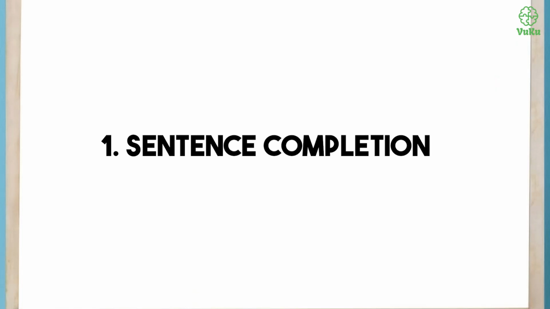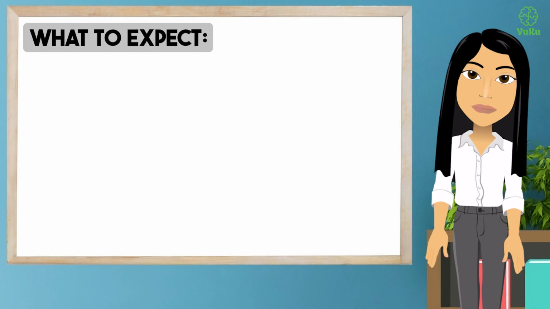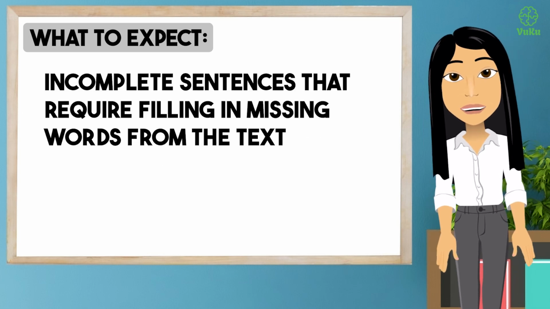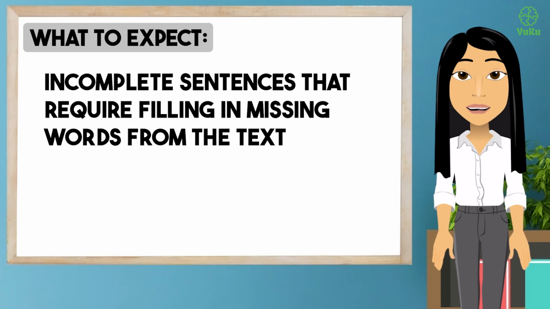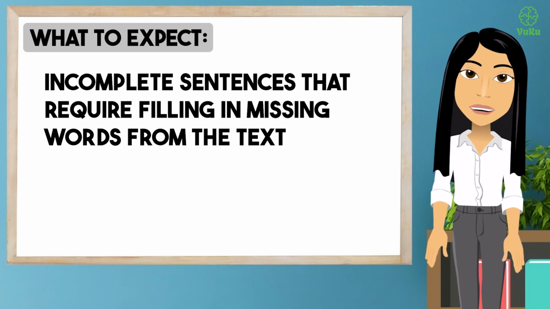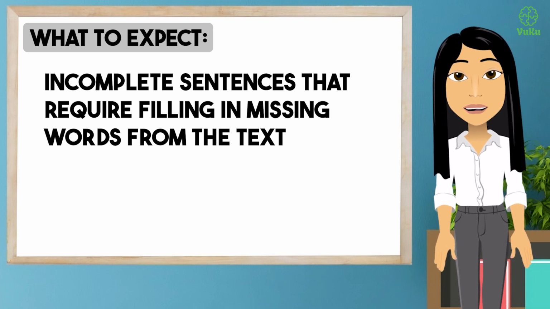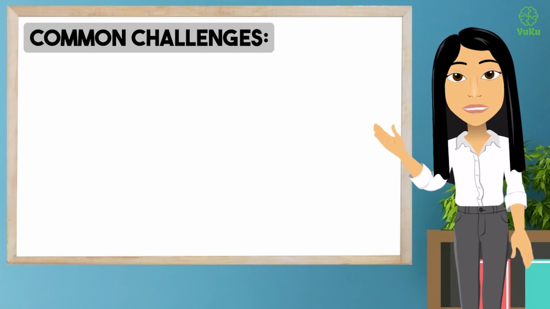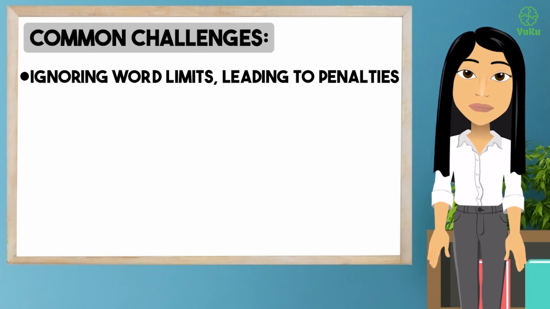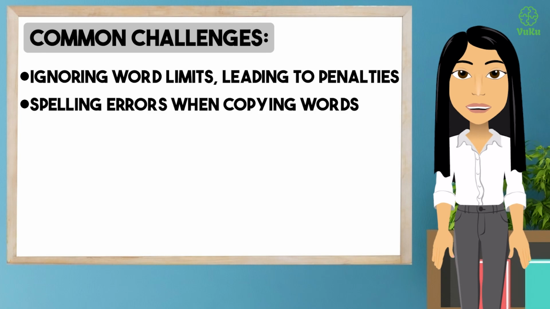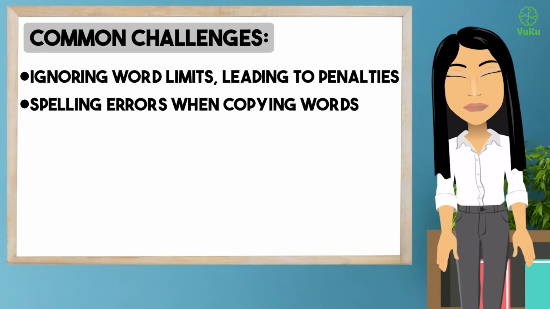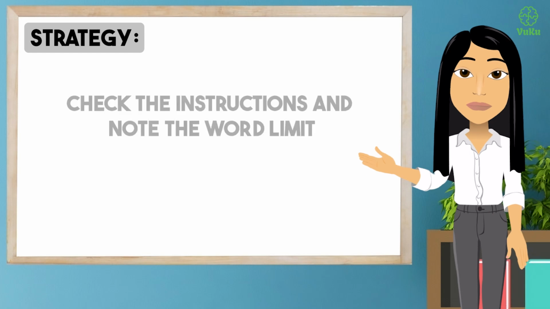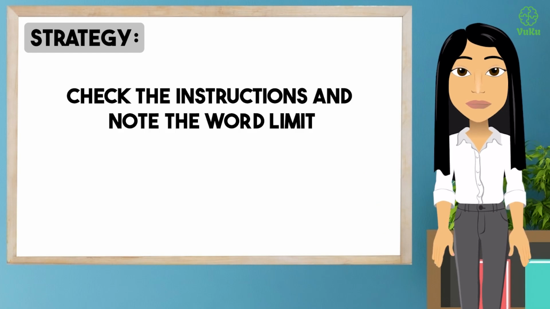1. Sentence completion. What to expect: in this question, you'll encounter incomplete sentences that require filling in missing words from the text. The instructions specify the exact number of words allowed, often 1 or 2. Common challenges: ignoring word limits, leading to penalties, spelling errors when copying words, focusing on the wrong part of the text. Strategy: check the instructions and note the word limit.